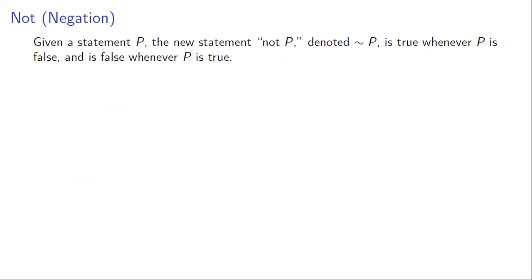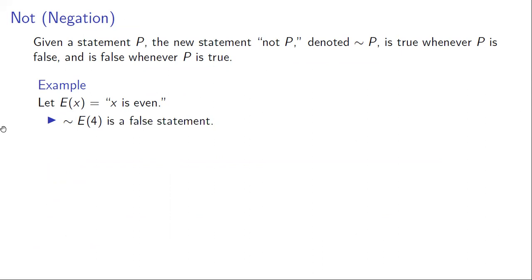Okay, one more logical operation for this video: not, or negation. Given a statement P, the new statement not P is true whenever P is false, and is false whenever P is true. For example, let E(x) denote that x is even. So what about not E(4)? E(4) means that 4 is even, so this is true. How about not E(4)? That means it is not true that 4 is even. That is a false statement because it is true that 4 is even.